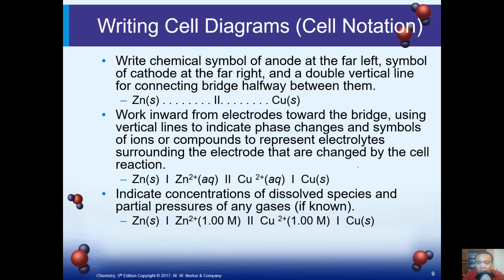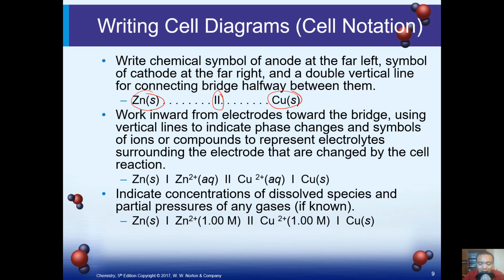In the previous examples, we provided illustrations to show the various components of the electrochemical cell. The same information can be presented in a more compact way, which is called a cell diagram or cell notation. The rules for writing the cell diagram are summarized here. You always write the chemical symbol for the anode on the far left and the cathode on the far right. As you can see, that's the anode, that's the cathode. The double vertical line between them is used to represent the salt bridge.